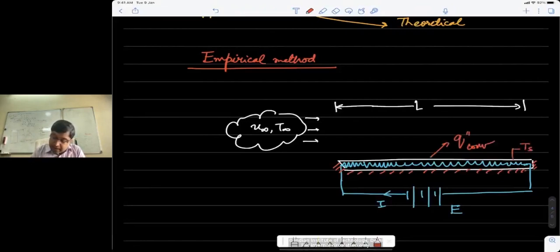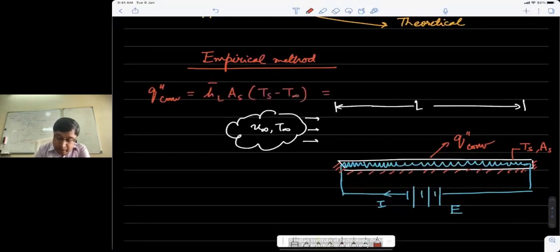So the surface temperature, if it's Ts and the area is maybe As, I can put thermocouples on the surface and measure Ts. I can also measure T infinity, by maybe controlling my own condition. I know that air is at a certain temperature, so I can measure that temperature as well. So Ts can be known, T infinity can be known, and so I know that q double dash convection, which would be h, the heat transfer coefficient, let's say the average one, times As, Ts minus T infinity, this should be equal to E times I, the amount of heat dissipated by the electric heater at steady state, by the way, I should say, at steady state.